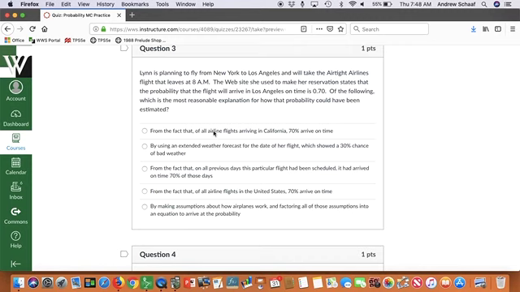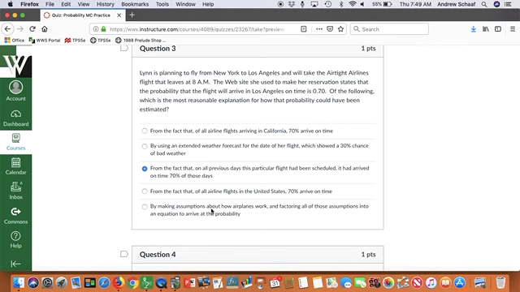So understand, though, that we have to represent the probability by looking at this particular flight over and over again. I don't care about all airline flights. I don't care about extended weather forecast. So this is the correct answer here. On all previous days, this particular flight had been scheduled. It had arrived on time about 70% of those days. That's our best estimate for the true probability. So it's not about all airline flights, and I don't need to make a bunch of crazy assumptions.